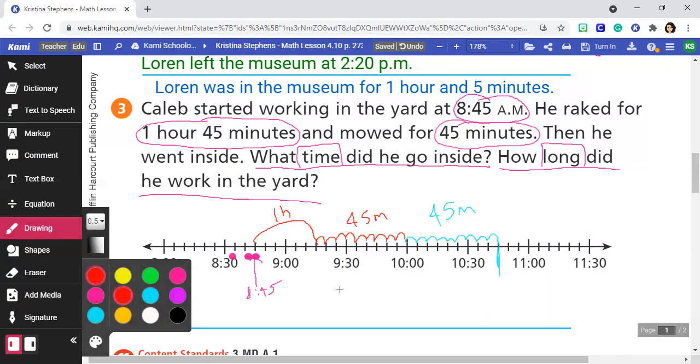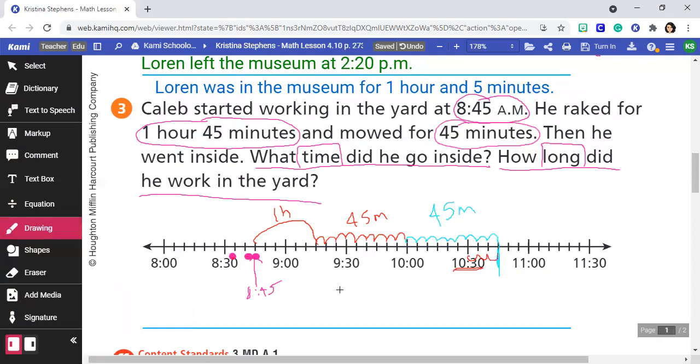I'm going to go underneath and I'm going to use 10:30 as my landmark number, and I'm going to move forward till I get to this blue line here to figure out what time it is. 10:30, 10:35, 10:40, 10:45. Well, according to what I have found, he went inside at 10:45. And I don't know about my label. Let me look back up here. Yup, AM. He's doing this in the morning.